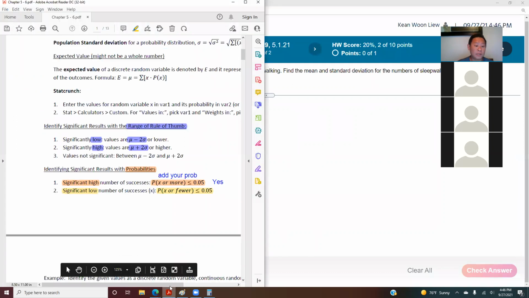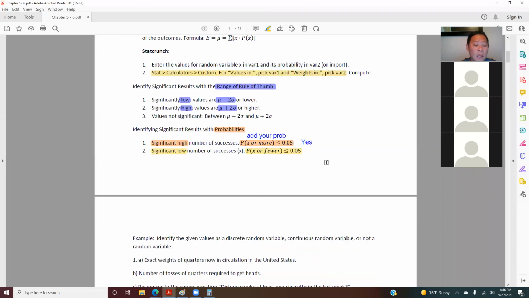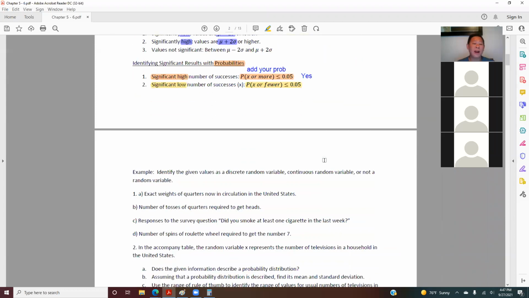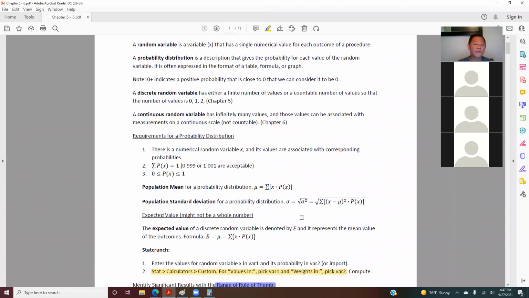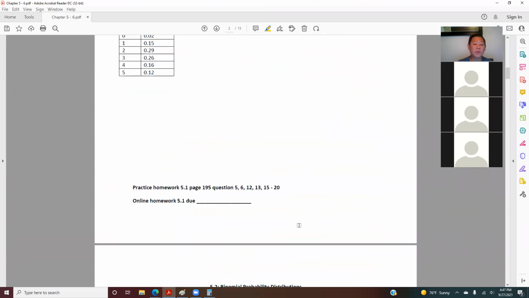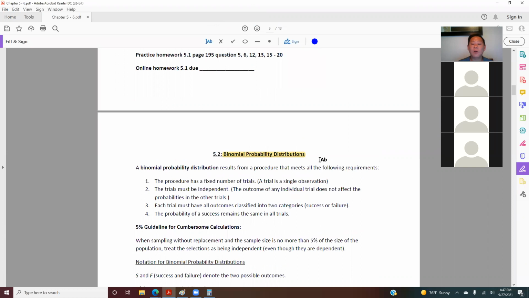Make sure you use this to find your mean and standard deviation. Okay. So what we do in 5.1 is called probability distribution. In 5.2, which is today's class, we will talk about binomial probability distribution. So this is what we call a discrete case. And don't forget, the whole chapter 5 is about discrete.